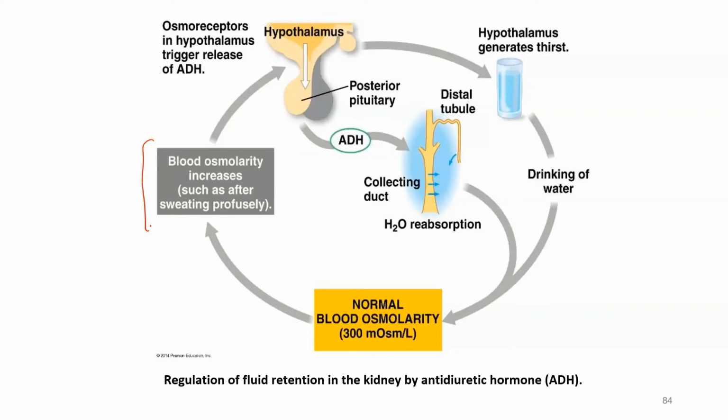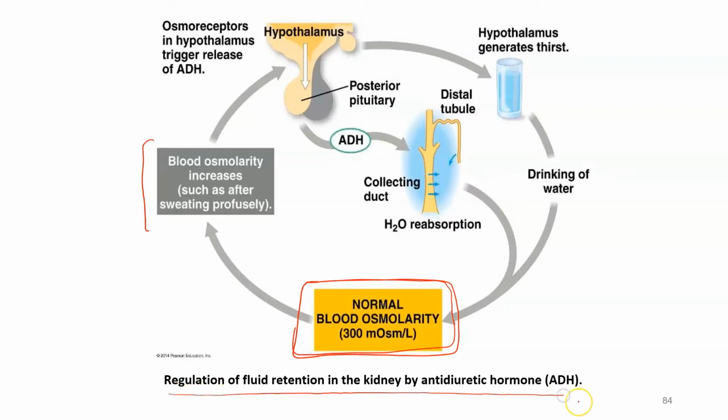We are going to look at this diagram. Alright, so we are going to start here first, at the yellow box here. So it says here regulation of fluid retention in the kidney by antidiuretic hormone. So normal blood osmolarity will be maintained, okay, at 300 milliosmol per liter. So this is the normal blood osmolarity.